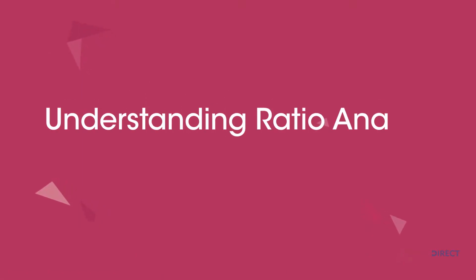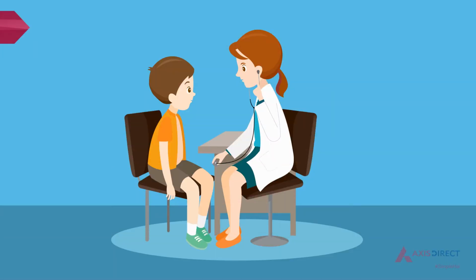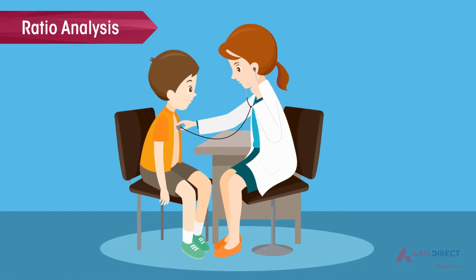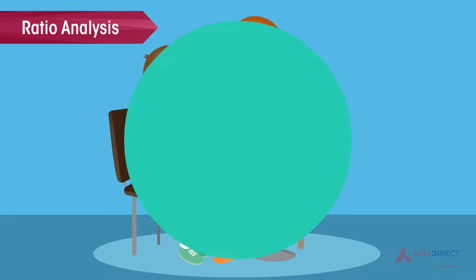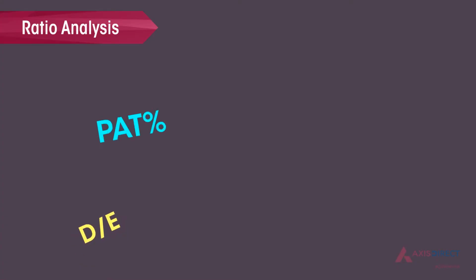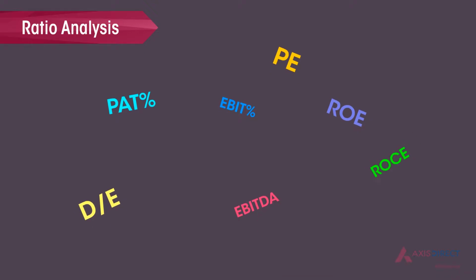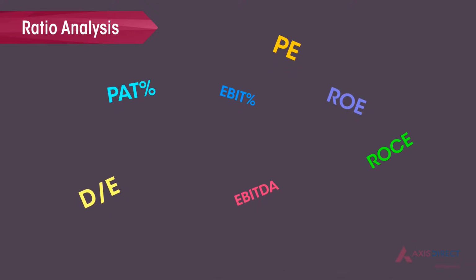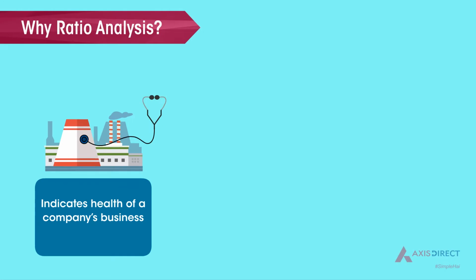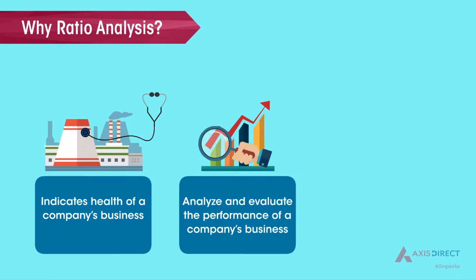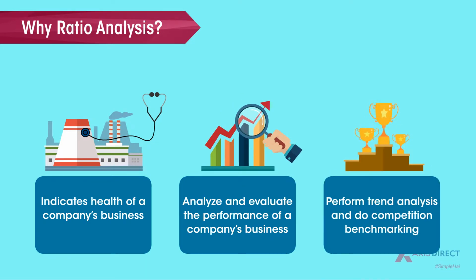Understanding ratio analysis. Just like the status of our health can be measured by using statistics such as body temperature and blood pressure, etc., in the same way, the status of the company's financial health can be measured by using various ratios. Let us understand how they help. They indicate the health of a company's business, analyze and evaluate the performance of a company's business, and perform trend analysis and competition benchmarking.